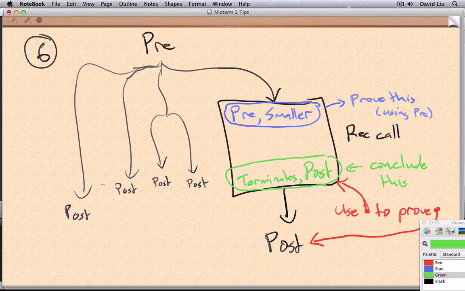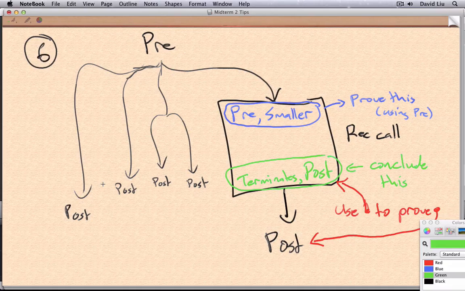Okay, these next two pages aren't so much tips as they are visual representations of the kinds of analysis that you do for program correctness. This diagram is showing you what to do when you have on a program path a recursive function call.